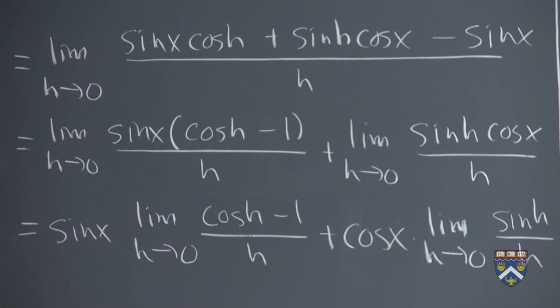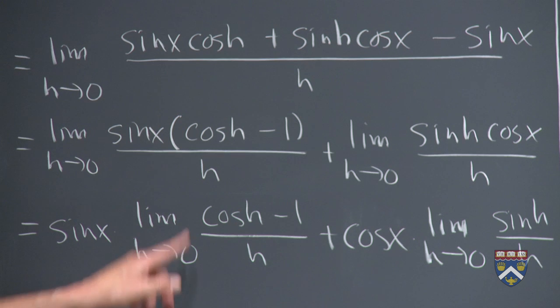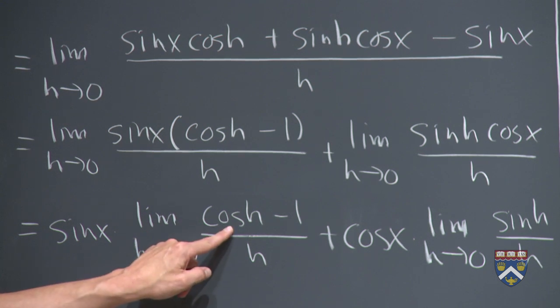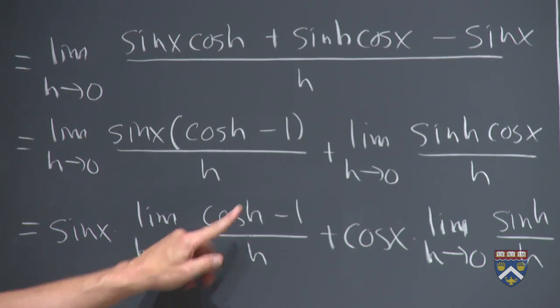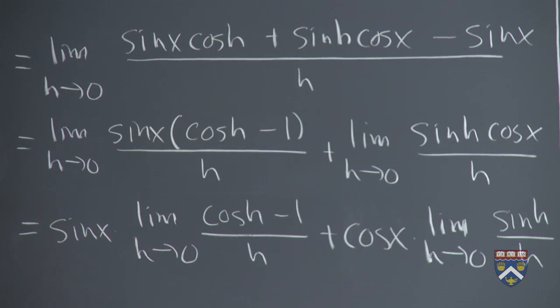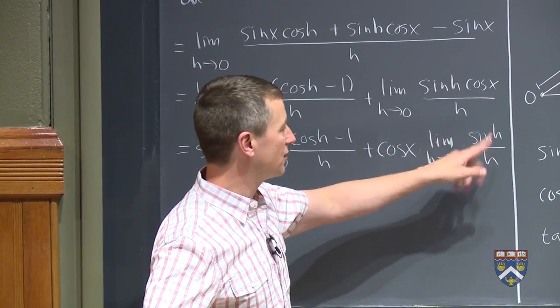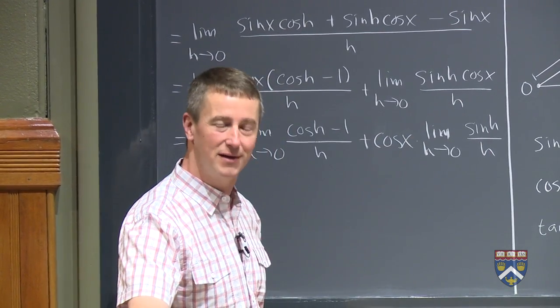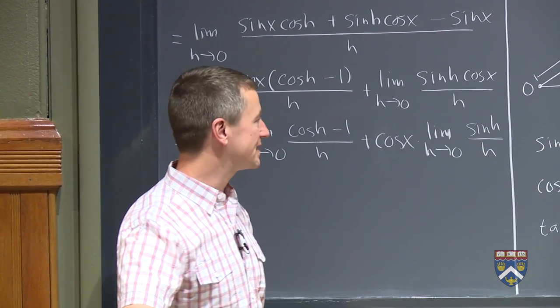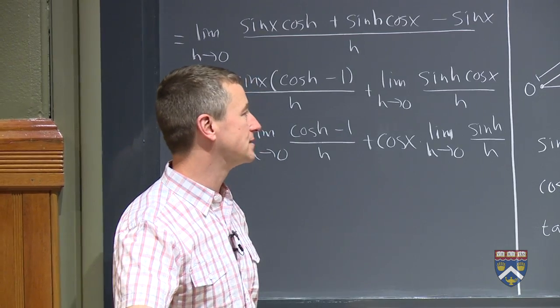Now let's see what we can say about these limits. As h goes to 0, what does cosine go to? Cosine goes to 1. So we have 1 minus 1, which is 0 over 0. That's one of our indeterminate forms. We don't know what that fraction is until we investigate it further. Here, sine of 0 is 0, also 0 over 0, another limit that we need to investigate further in order to figure out what it is.